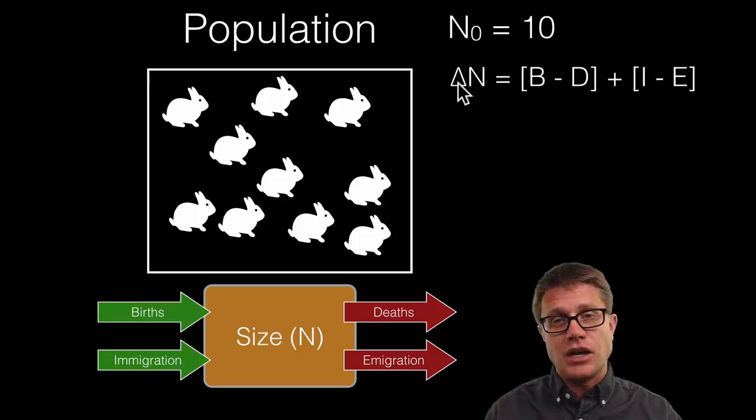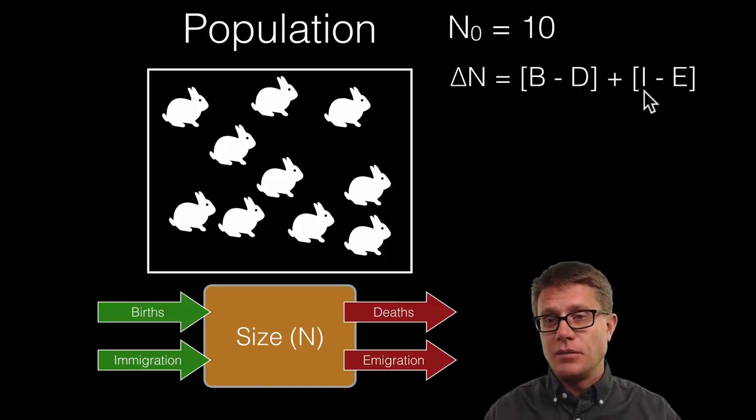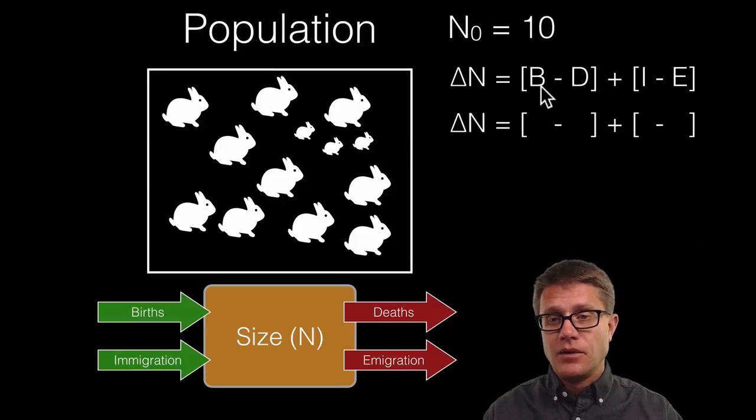It's really simple. The change in N is going to be the births minus the deaths plus the immigration minus the emigration. So let's look at this population over here and see what happens. This rabbit gave birth to 3 other rabbits. And so if we write this out, what's our births going to be? It's going to be 3.